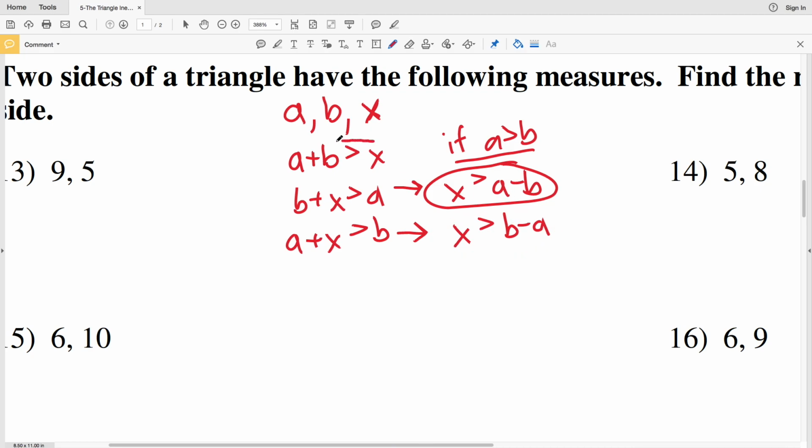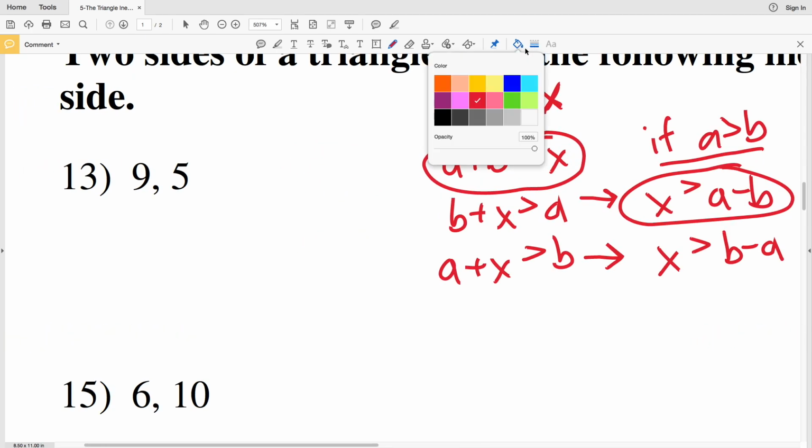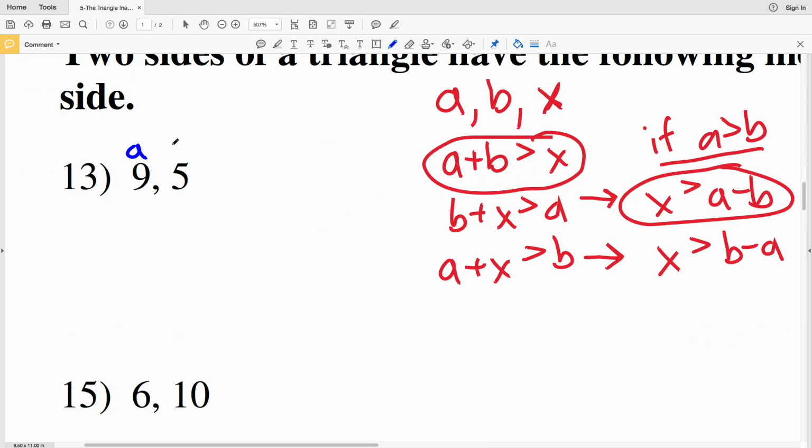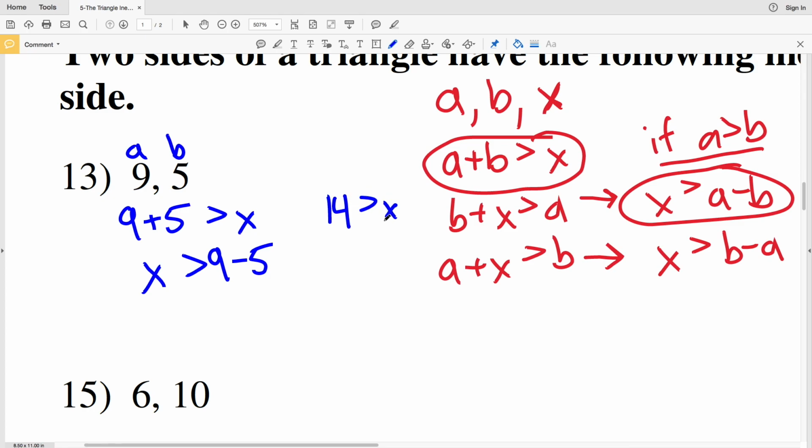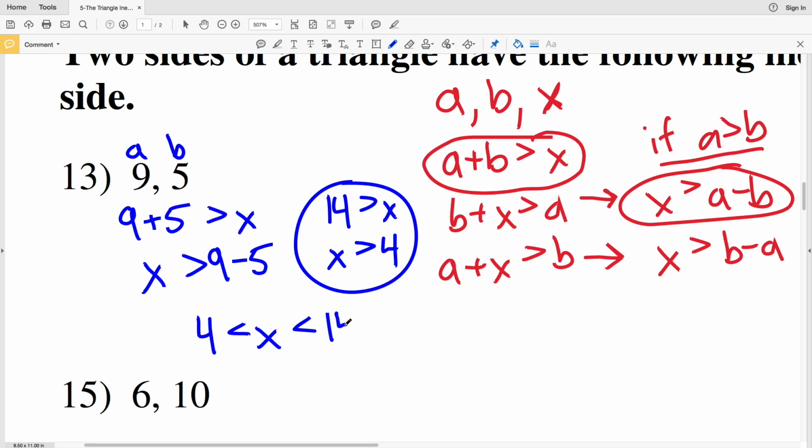So essentially, we're going to look at the two numbers given, add those together, and figure out what number x is less than, and then we're going to subtract the smaller side that's given from the larger side, and see what x has to be greater than. So let's use this in number 13. In number 13, we're given 9 and 5. Let's say A and B. So 9 plus 5 is greater than x, and then since 9 is greater than B, we know that x is going to be greater than A minus B, 9 minus 5. So 9 plus 5 is 14, so 14 is greater than x, and x is greater than 9 minus 5, which is 4. So our range is 4 is less than x, which is less than 14.